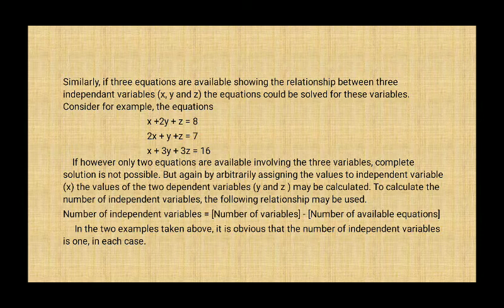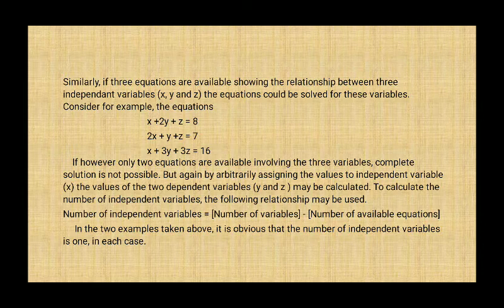If, however, only two equations are available involving three variables, complete solution is not possible, but again by arbitrarily assigning the value of the independent variable x, the values of the two dependent variables y and z may be calculated. To calculate the number of independent variables, the following relationship may be used. Number of independent variables is equal to number of variables minus number of available equations.